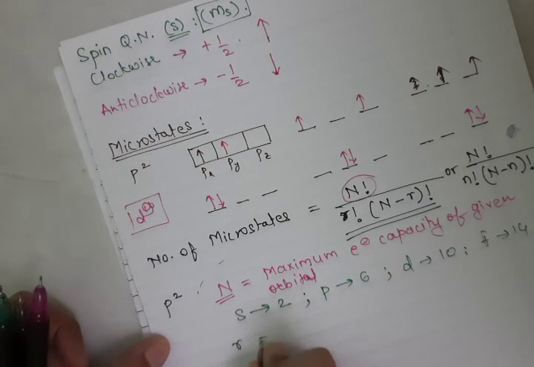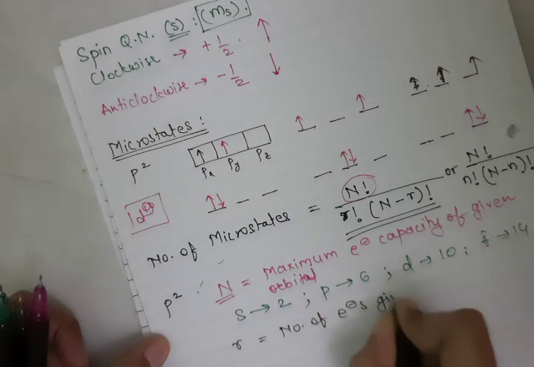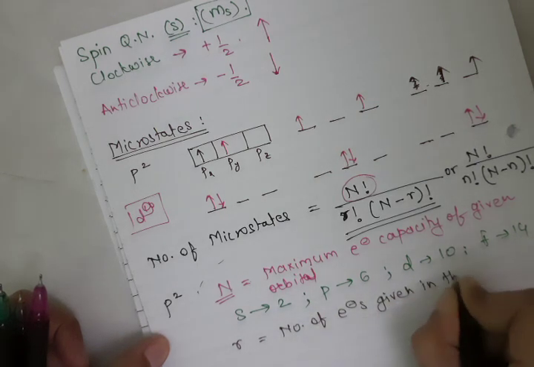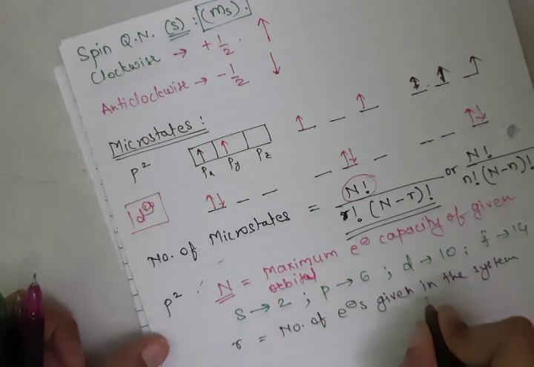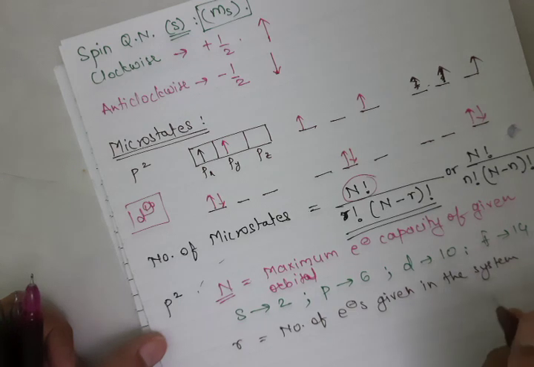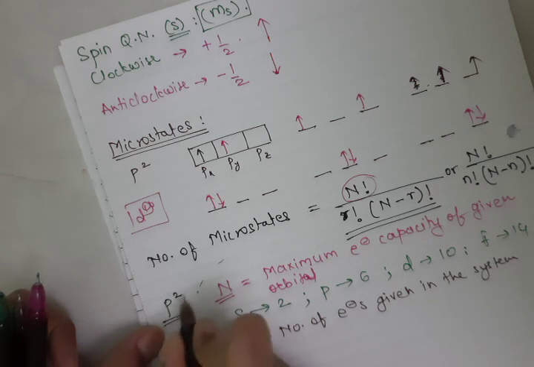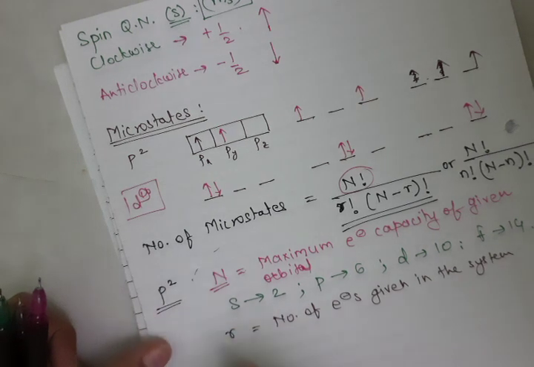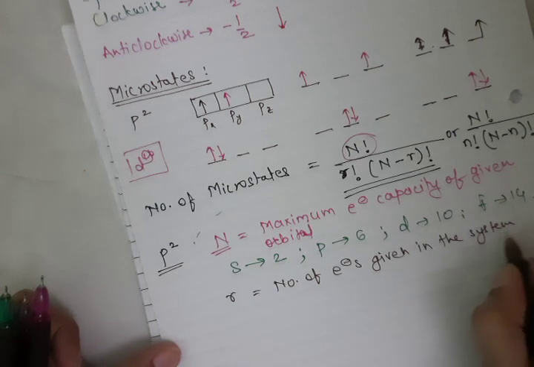What is this r? R is the number of electrons given in the system, or you can call it the number of electrons given in the electronic configuration. For example, here 2 electrons are given. Always see this superscript on this letter p orbital. 2 electrons. This is the superscript. Always see this number and take this for the calculation. Number of electrons given in the system.